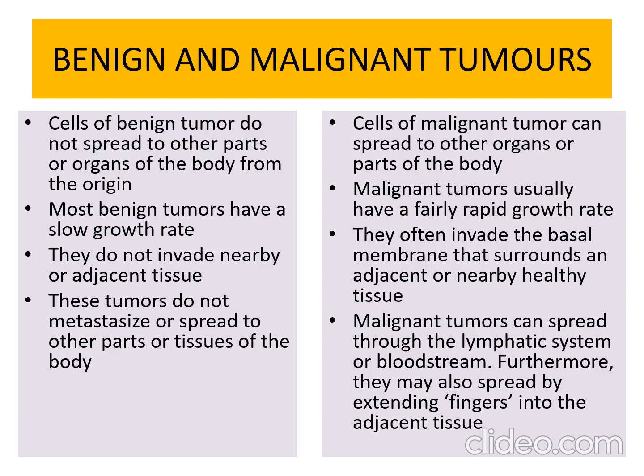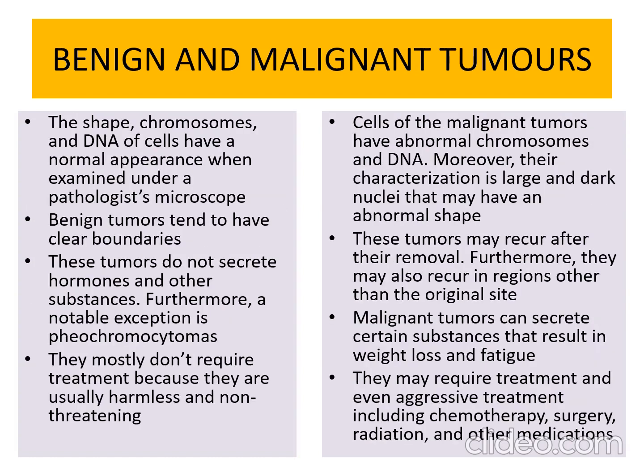Furthermore, they may spread by extending fingers into the adjacent tissues. Then the shape, chromosomes, and DNA of the cells have normal appearance when examined under the microscope in the case of the benign tumor, whereas the cells of malignant tumors have abnormal chromosomes and DNA. Moreover, their characterization is larger and dark nuclei that may have an abnormal shape.